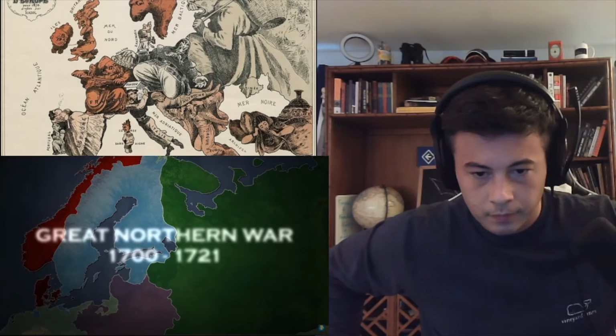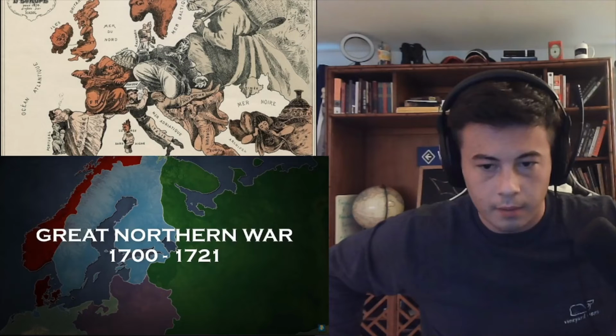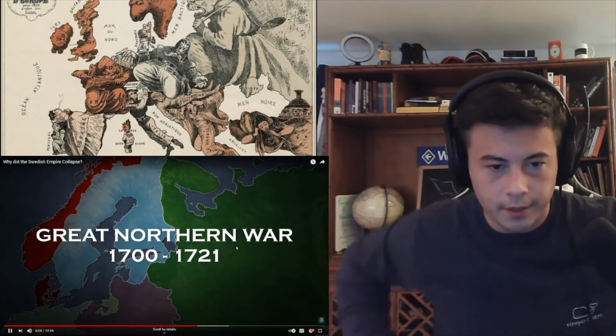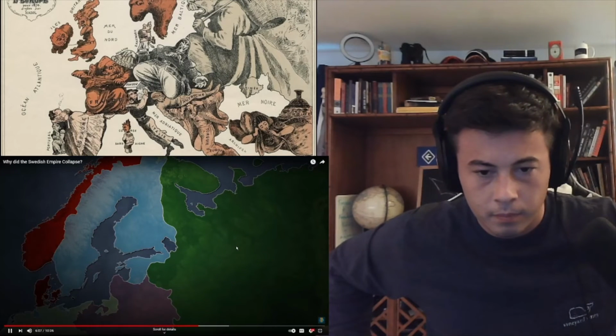This will be known as the Great Northern War, 1700 to 1721. Because Sweden was in a weak position, a coalition led by the Tsardom of Russia successfully contested the supremacy of the Swedish Empire in northern, central, and eastern Europe.